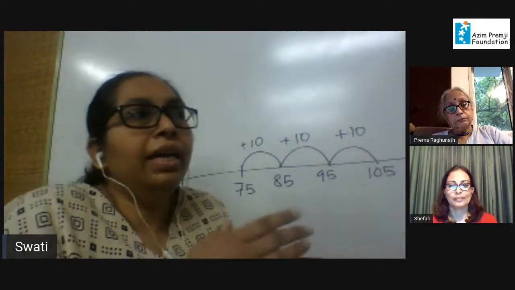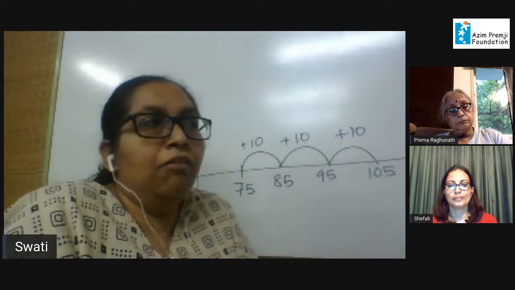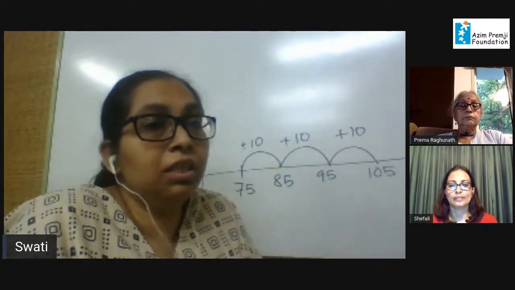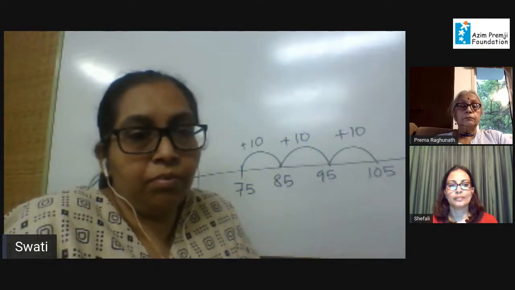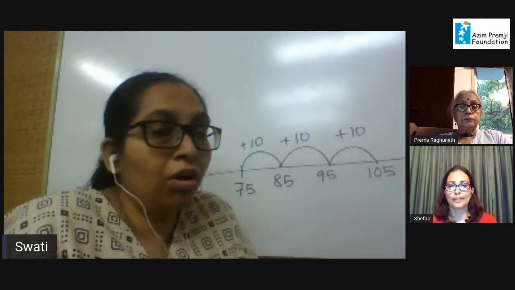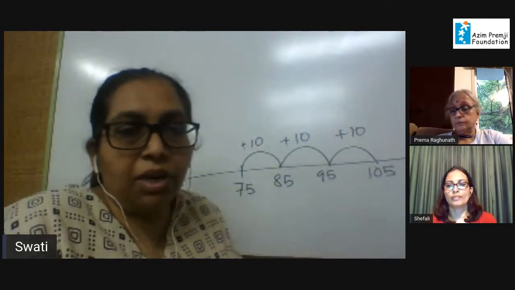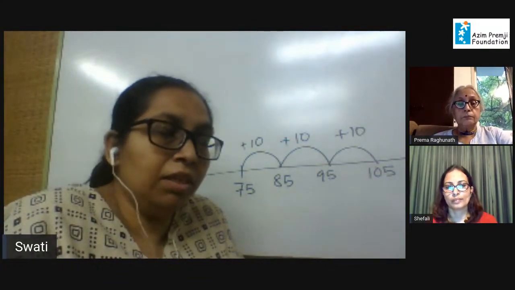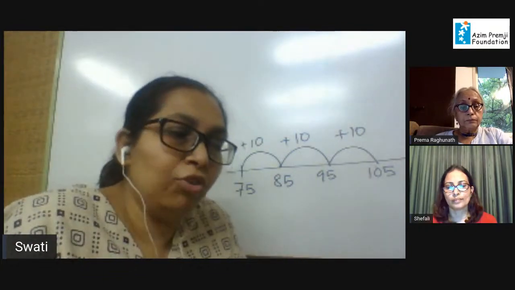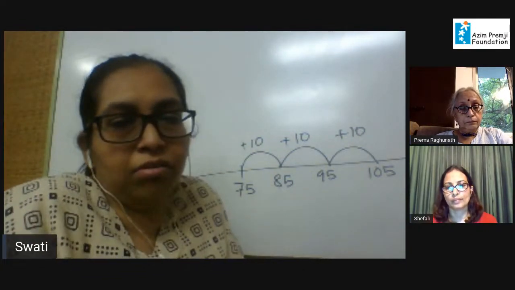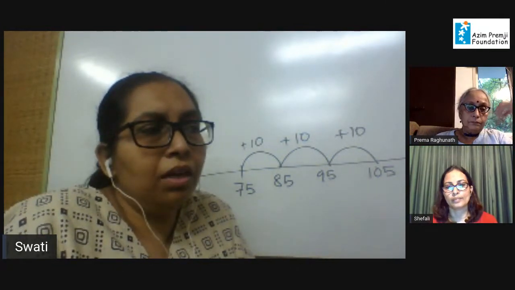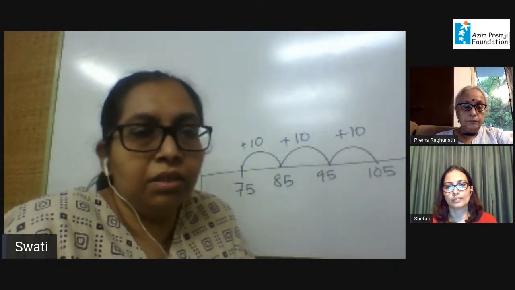So it has to be done firmly. And maybe not all children will get it at the same time. Don't expect all children to abstract out at the same time. There may be differences, and some children may need drawing as rough work or something. So this is where teacher's discretion will come in.